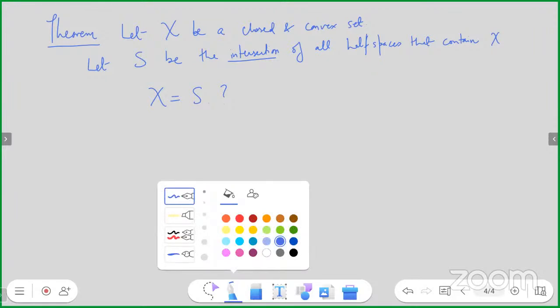Let people absorb the statement first, then you worry about whether it's true, false, or whatever. What is the statement? That chi is given to be a closed and convex set. Now look at all possible half spaces that contain chi and take their intersection. This need not be countable; it could be uncountably many, possibly. The question is, what is the relationship between chi and S? What do you think it is equal to?